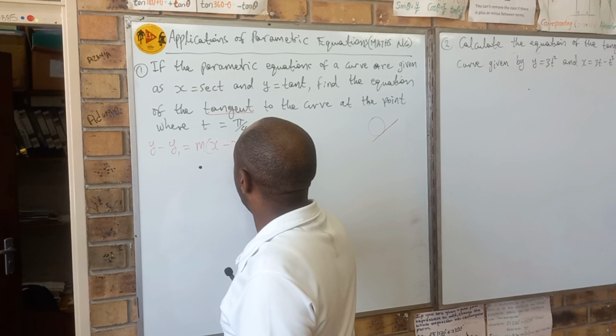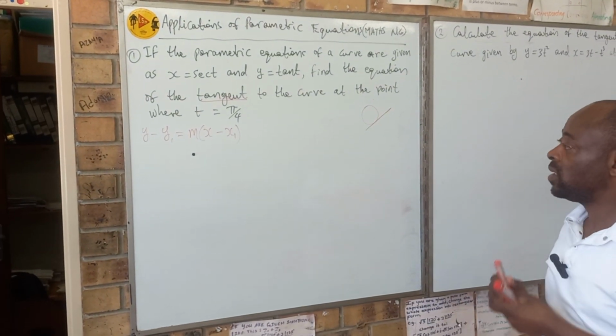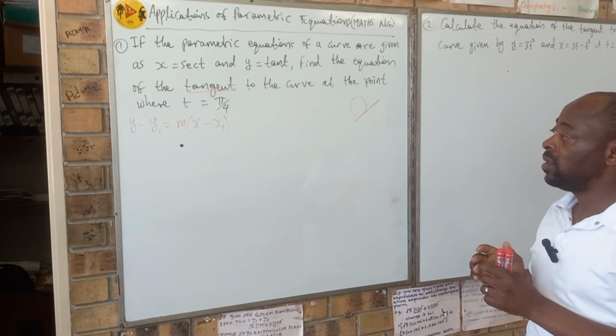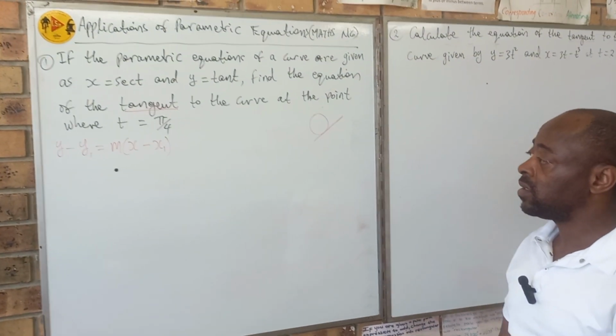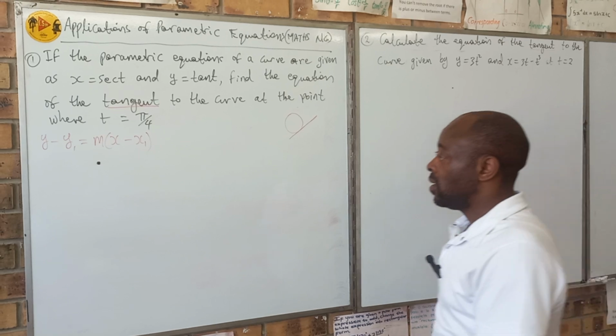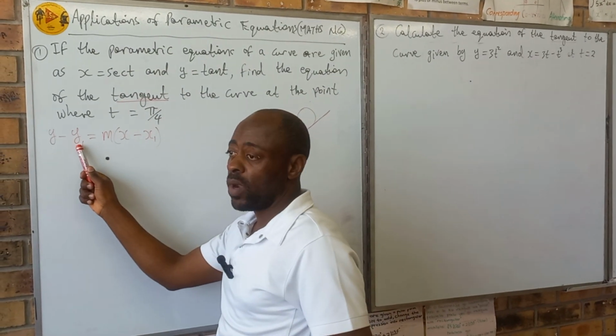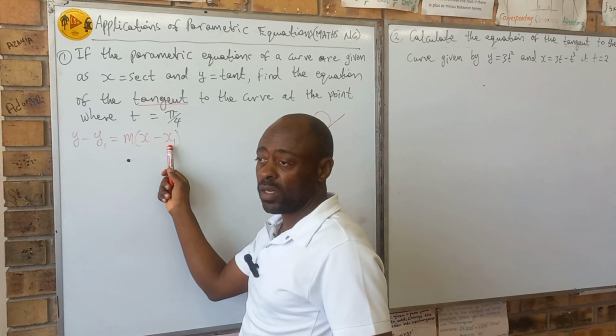So I always prefer this format. You can always use the format y equal to mx plus c, you get to the same thing. So if I can get the equation of that straight line, then I'm done. So the main calculations we'll be doing here will be to calculate your y1, your m, and your x1.